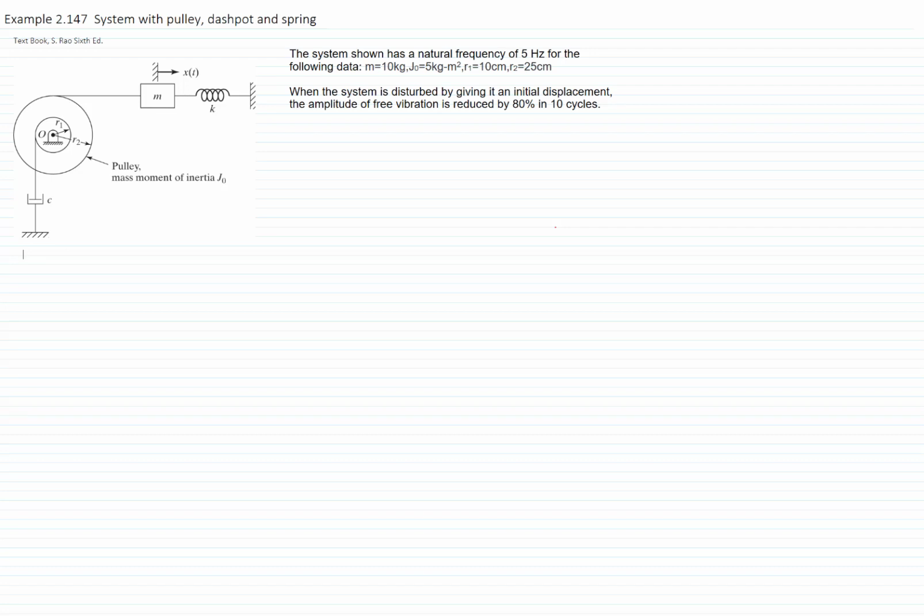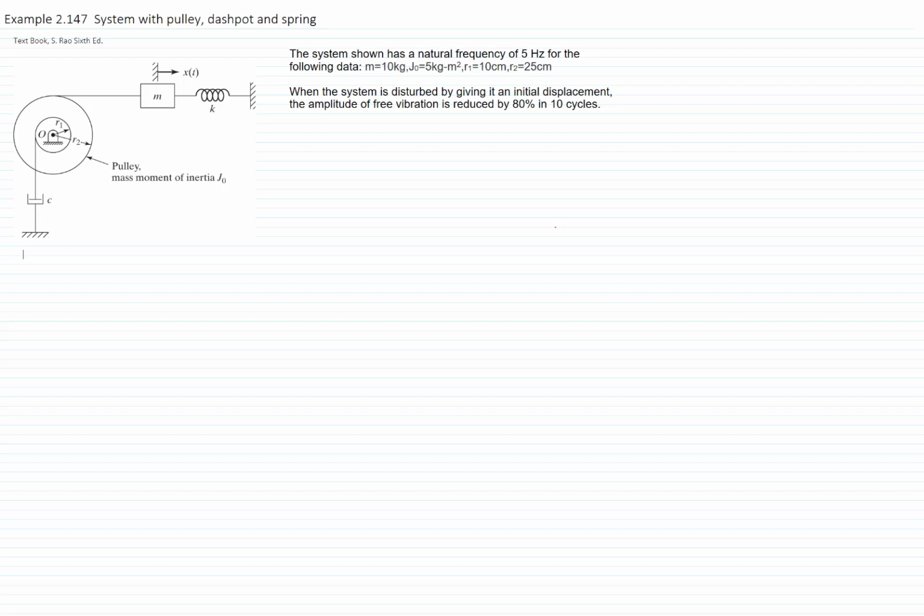This is example 2147, and it's a system of pulley, dashpot, and a spring. This is from our textbook, RAW. Here the system shown in the figure has a natural frequency of 5 Hz.